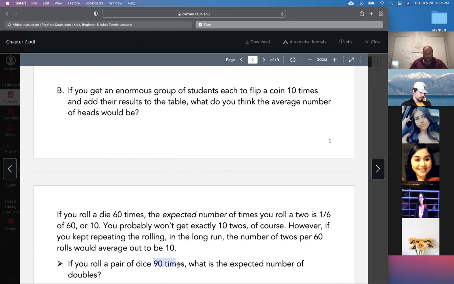Well, I mean, it's not as likely to get a double, so I wouldn't say it would be around 40 or 50. So that's why I just kind of went like 20, 25. 25. Okay, let me see this question.